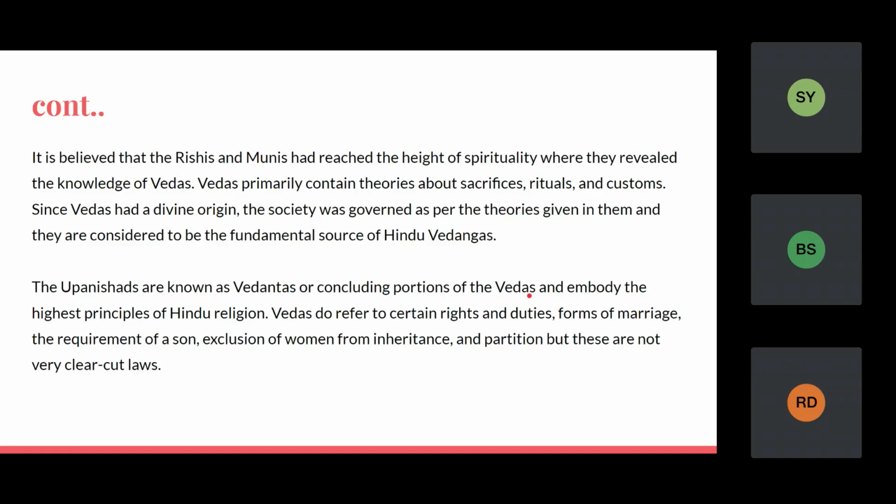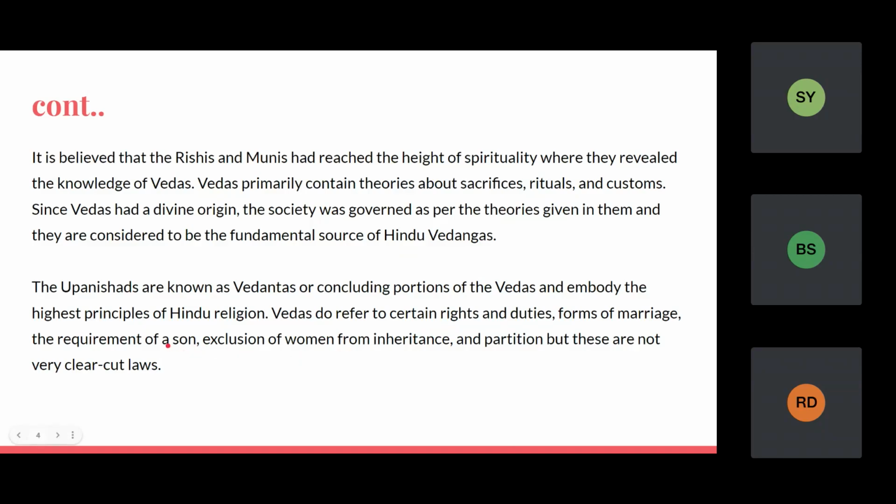These include the highest principles of the Hindu religion. If a person is a Hindu, what are the principles which he is supposed to follow? All these are included in the Upanishads, which are the concluding portions of the Vedas. Vedas do refer to certain rights and duties and forms of marriage. In those days, there were many forms of marriage.